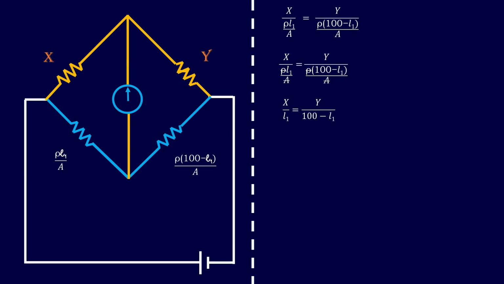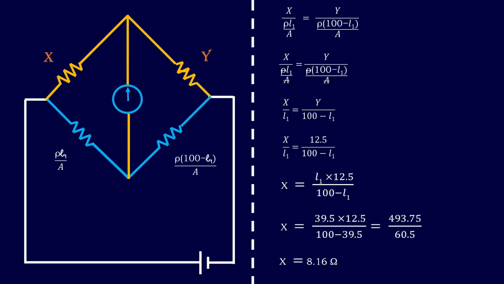We know that Y is 12.5 ohms, and L1 is 39.5 centimeters. Substituting these values, we get X equals L1 times 12.5 divided by (100 minus L1). Now, substituting the numerical values, X equals 39.5 multiplied by 12.5 divided by 60.5. This gives X equal to 8.16 ohms.